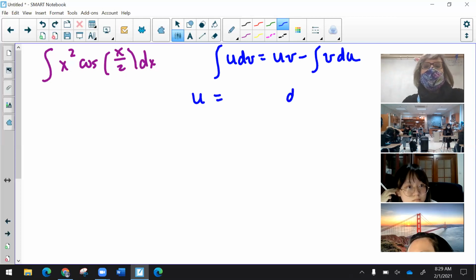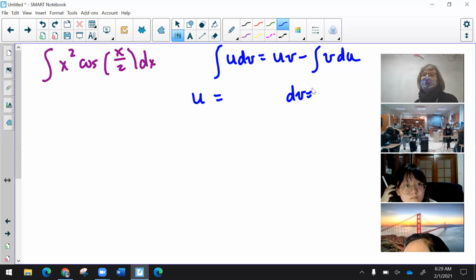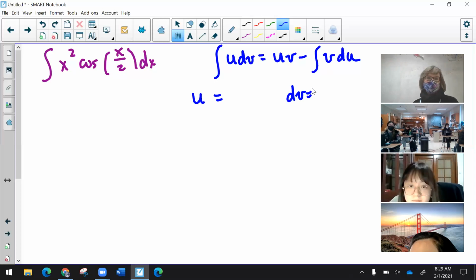So then we need to pick our u and our dv. And then what's the problem going to be? So remember that the whole point of this is to make my integrals simpler. Okay, make it something that I can integrate. So if I let cosine of x over 2 be u, what am I going to get?